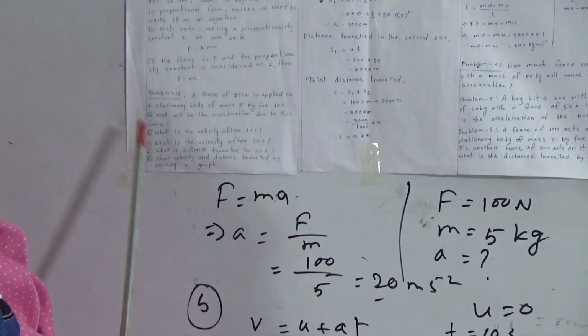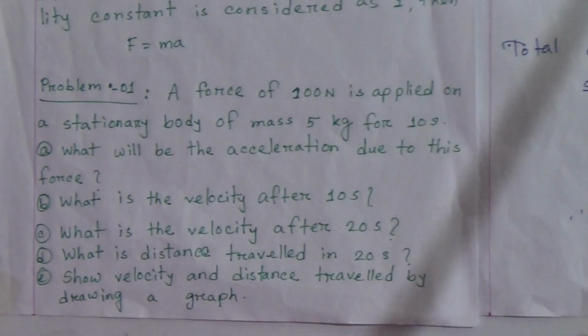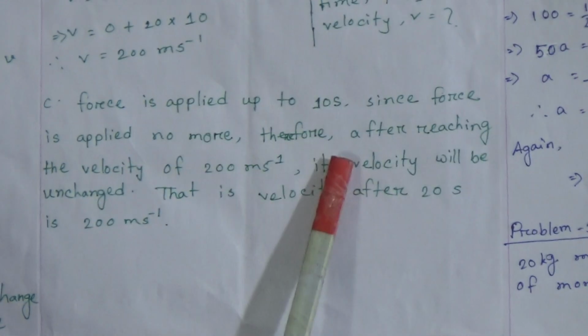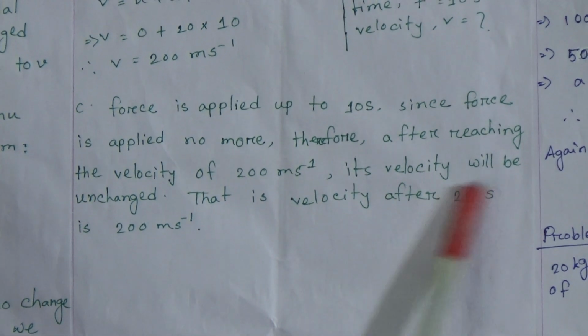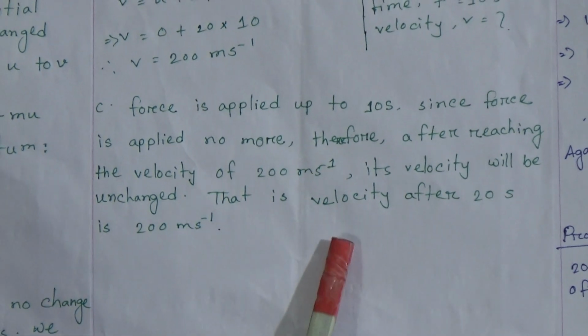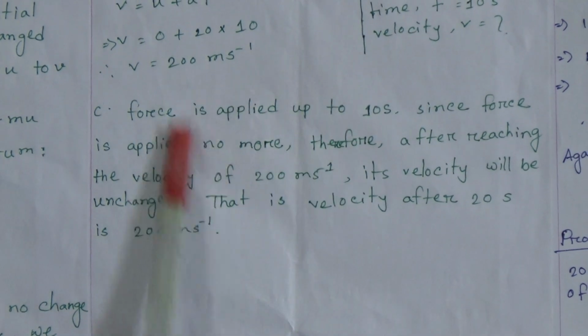Now come to number C. What is the velocity after 20 seconds? My dear students, force is applied up to 10 seconds. In the question, it is said force is applied up to 10 seconds, and since force is applied no more, therefore after reaching the velocity of 200 meter per second, its velocity will be unchanged, and that is the velocity after 20 seconds is 200 meter per second.